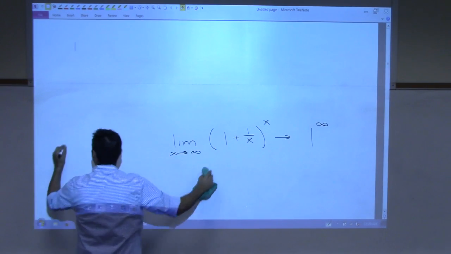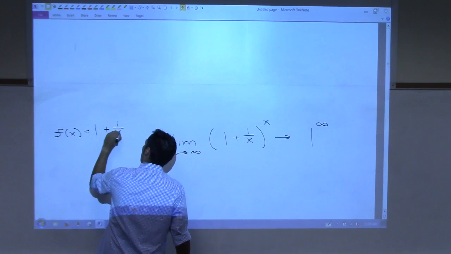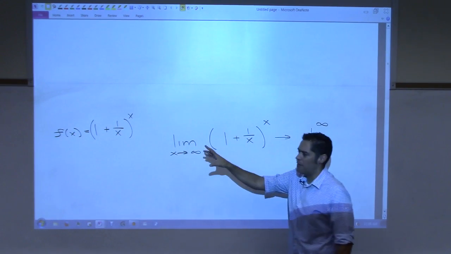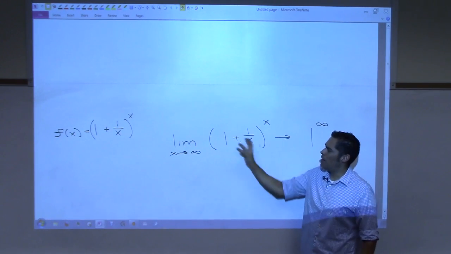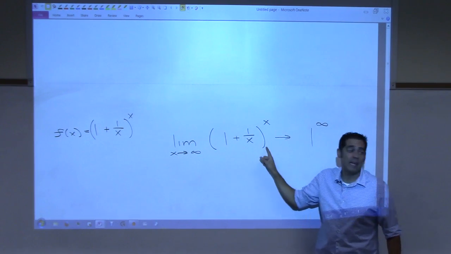Let's look at this f of x. I'm going to define a function. I'm just going to call this function 1 plus 1 over x to the x. I'm going to call it f of x. And so I'm going to try and get an idea of what this is doing, right? And then we're going to ask ourselves, what happens as x goes to infinity?